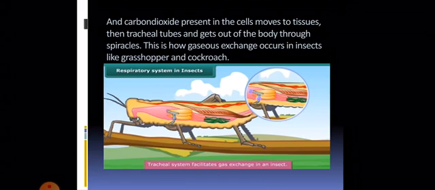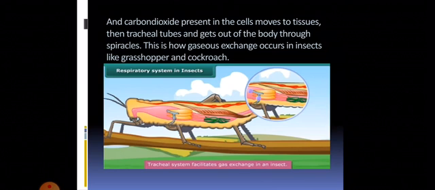And carbon dioxide present in the cells moves to tissues, then tracheal tubes, and gets out of the body through spiracles. This is how gaseous exchange occurs in insects like grasshoppers and cockroaches.